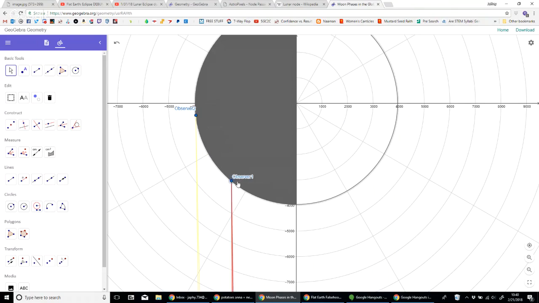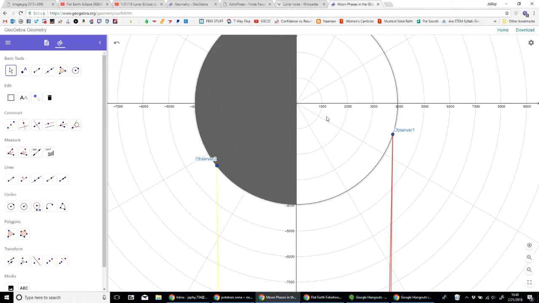But the point remains that the observer can see that particular quarter moon phase while he's on this part of the Earth. That means he can't see it when he's over here. The only way he could see it over here is if he's up on the North Pole, where he doesn't have to look through Earth. So the same can be said for this observer in the nighttime. He can't see it when he's here.